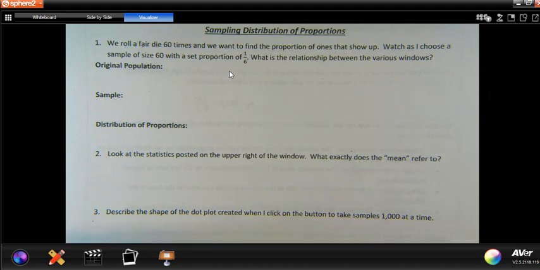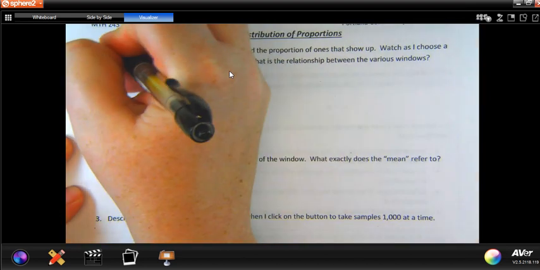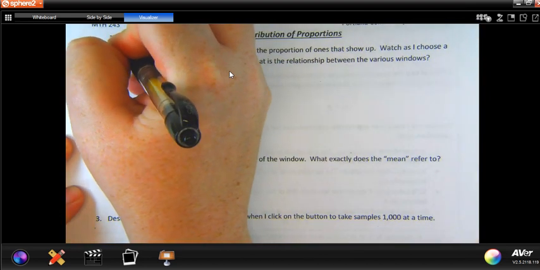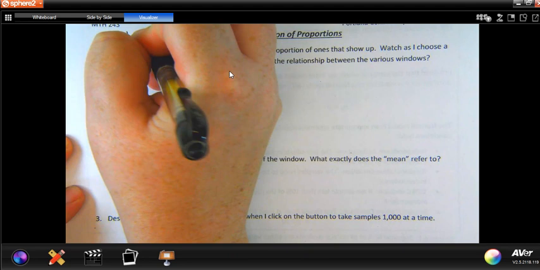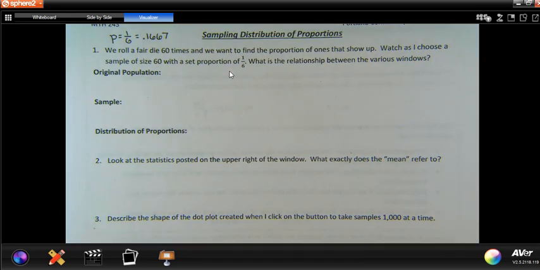Something we're going to use within the program is that 1/6. So if this is our population proportion, 1/6, that's going to be the same thing as 0.1667. So it's the idea that if we roll the die, no matter how many times, 16.67% of the time you should be getting a 1 coming out of there.